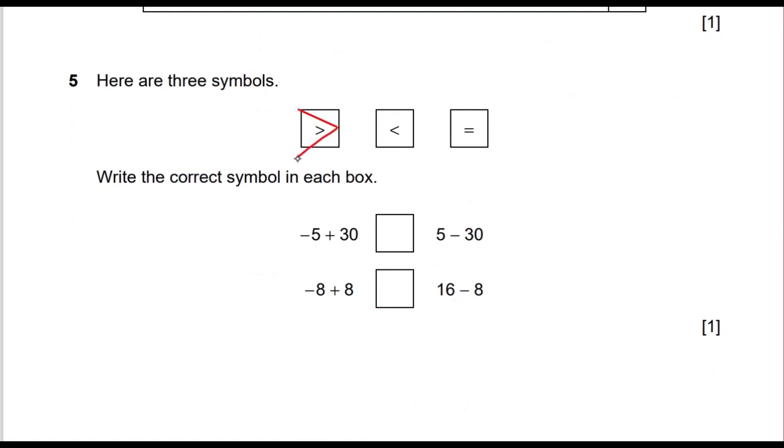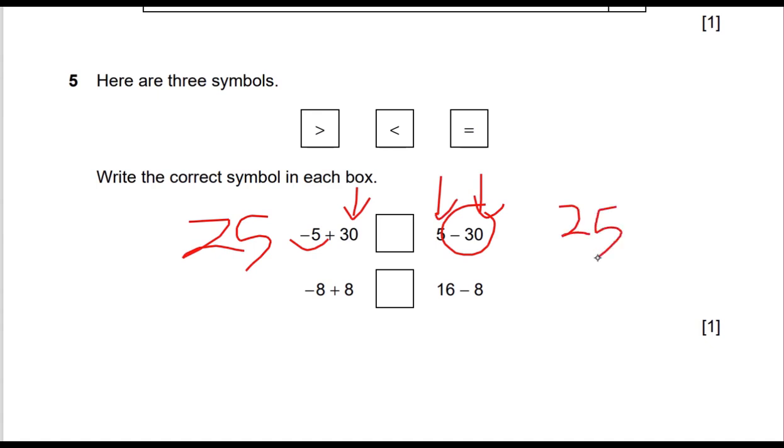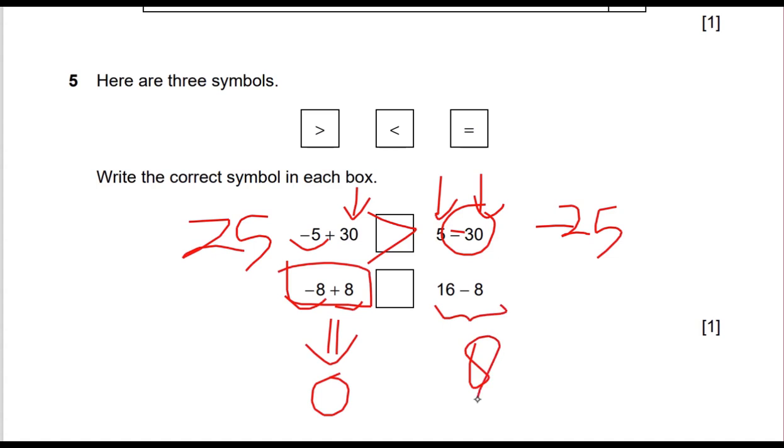There are 3 symbols: greater than, smaller than, and equals. Write the correct symbol in each. So negative 5 plus 30. Anybody knows what it is? And negative 5 minus 20 minus 30. So negative 5 plus 30 is 25, since positive is greater than the negative, so the answer will be positive. And this one, the minus is greater than the positive. So 30 minus 5 is 25, and it should be negative because the negative is on 30. So 25 is definitely greater than negative 25. Now minus 8 and plus 8 will give us 0. For those who are still confused why it is so, please write down in the comment section, and we'll reply to you with another video. 16 minus 8 is 8, so 0 is definitely smaller than 8. We hope it's clear. Next.